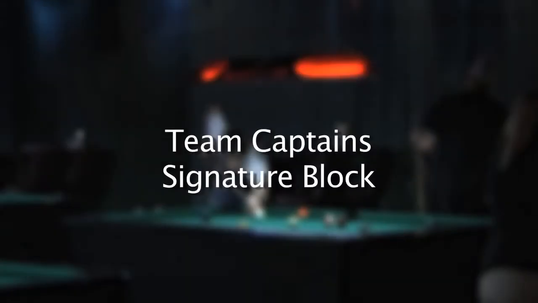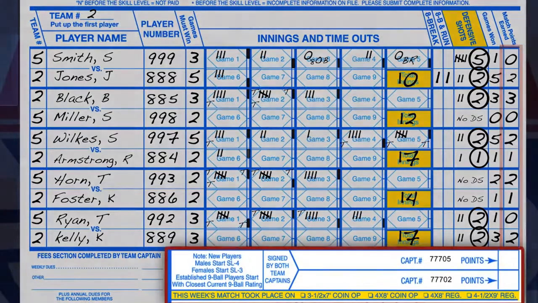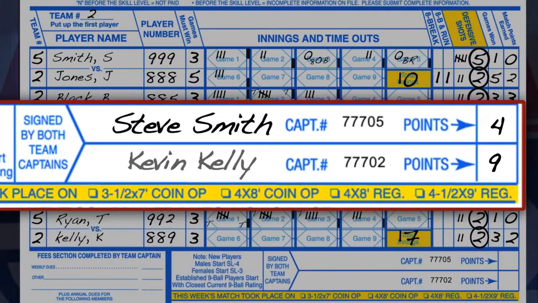Team captain's signature block. When your team match is over, add up the total number of match points earned that each team shows in the match points earned block. Record the total number of points earned by your team here at the end of your team captain's signature line. Then sign both score sheets.